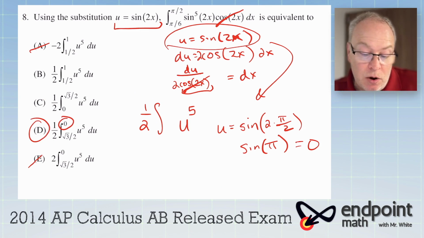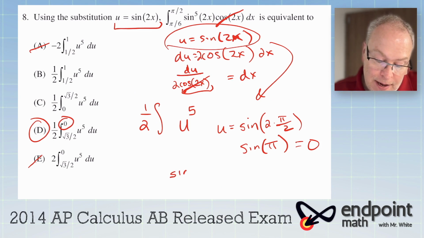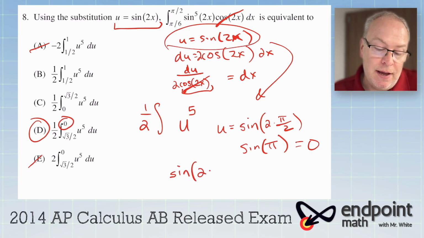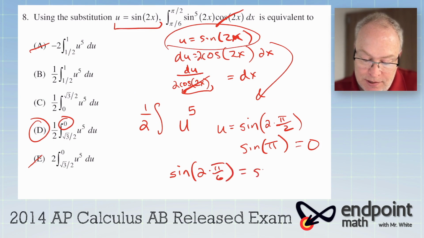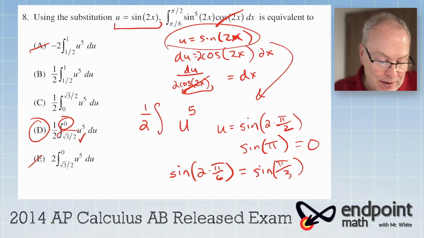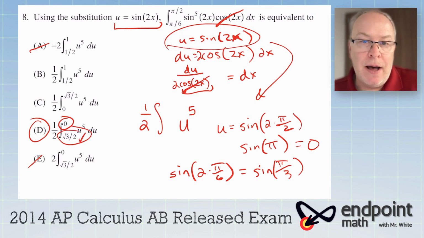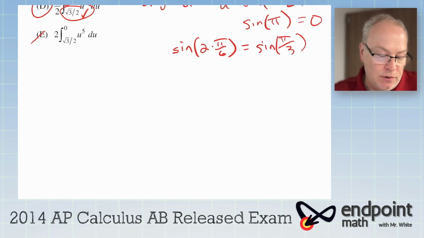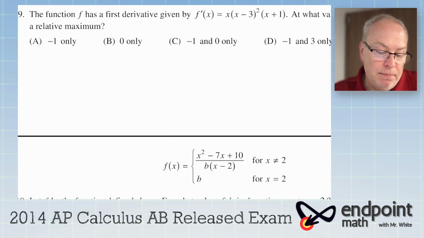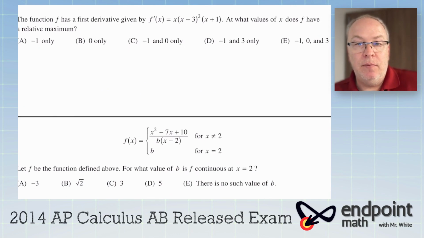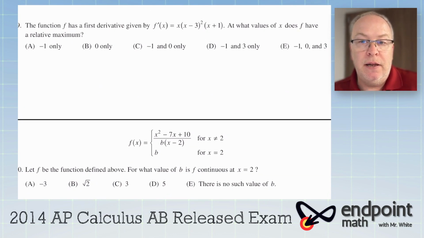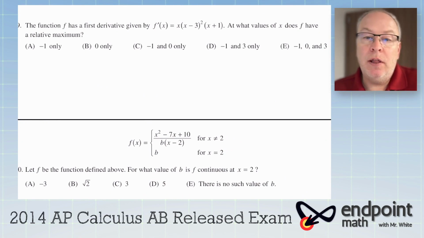But let's just check our work. Let's keep going. The sine of 2 times the lower bound was pi over 6. That's the sine of pi over 3, which indeed is radical 3 over 2. So option D is the answer. All right, number 9. A function has a derivative given here. They've given us the derivative. We don't have to find it. At what values does x have a relative maximum?